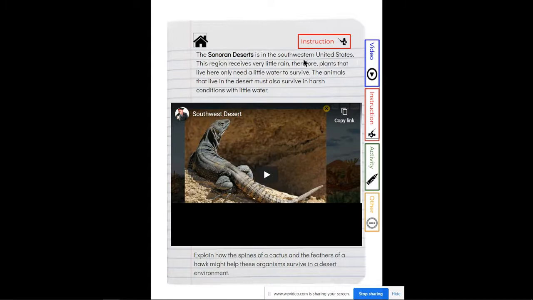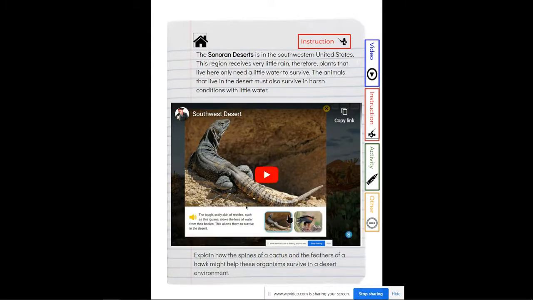Right here on slide 3, here's all of your instructions. So this is the entire book and your lesson with all of the information that you need. You may have to watch this a couple times to catch all of the names of the animals and of the plants.